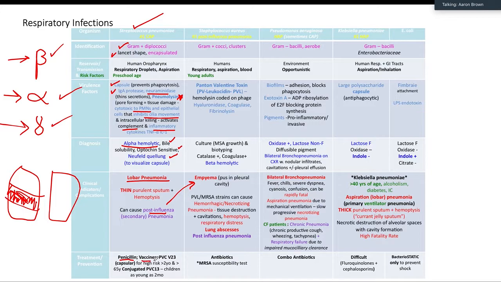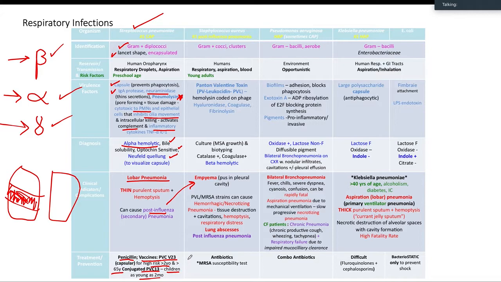Vaccines, we have a capsular vaccine, PPSV23. This is for high-risk people greater than 2 years old and greater than 65. Conjugated is going to be conjugated sugar, essentially, and this is going to be children as young as 2 months. Okay. Great.